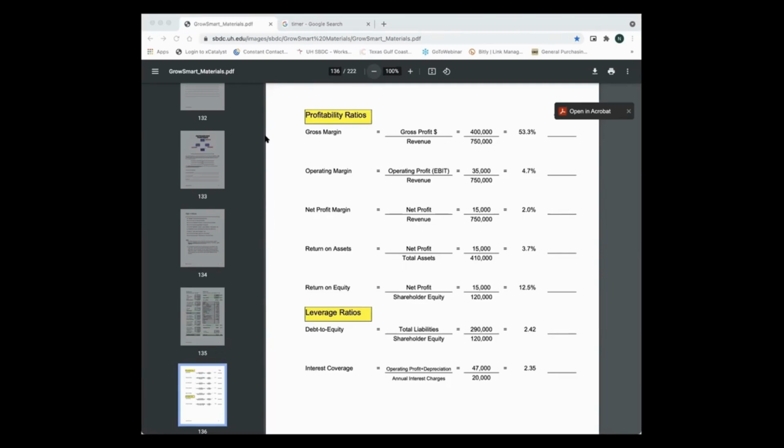The higher, the better. 2.35 is a pretty good interest coverage ratio, because it's telling me that my profits are twice as much as my interest payments. That's a pretty good ratio. Okay.